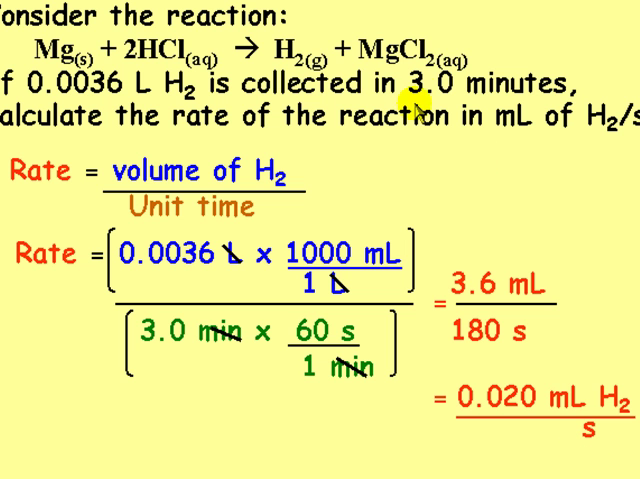Notice our significant digits. There are 2 here and 2 here. Our final answer, therefore, has 2 significant digits, this 2 and this 0.